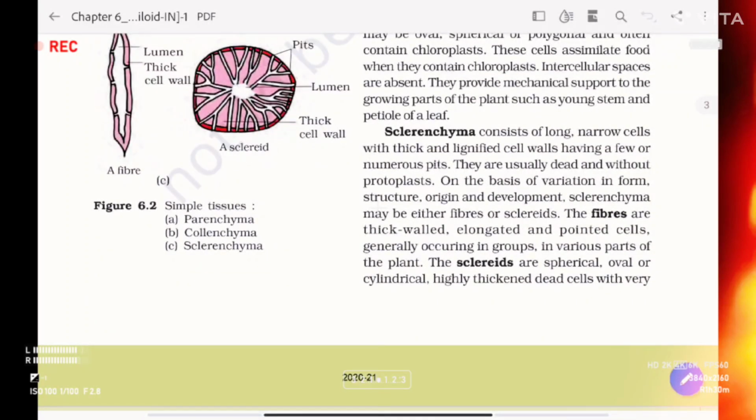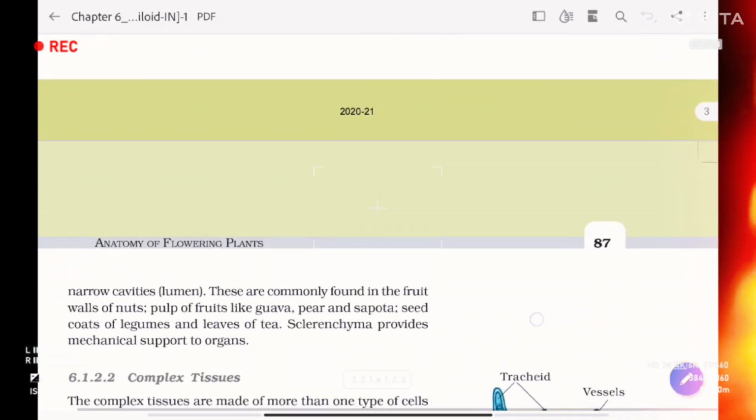Sclerenchyma consists of long, narrow cells with thick and lignified cell walls having a few or numerous pits. They are usually dead and without protoplast. On the basis of variation in form, structure, origin, and development, sclerenchyma may be either fibers or sclereids. The fibers are thick-walled, elongated, and pointed cells, generally occurring in groups in various parts of the plant. The sclereids are spherical, oval, or cylindrical, highly thickened dead cells with very narrow cavities, or lumen.